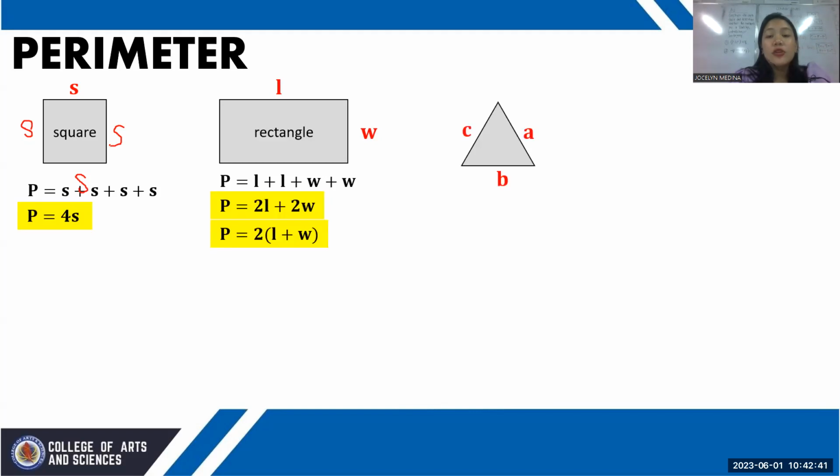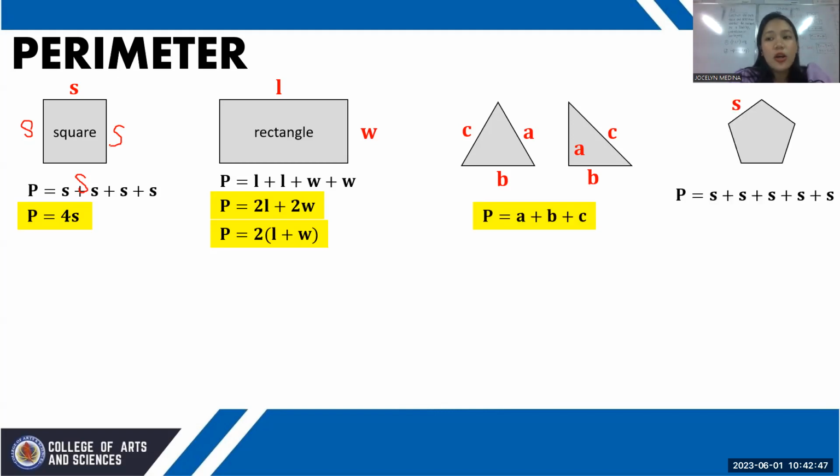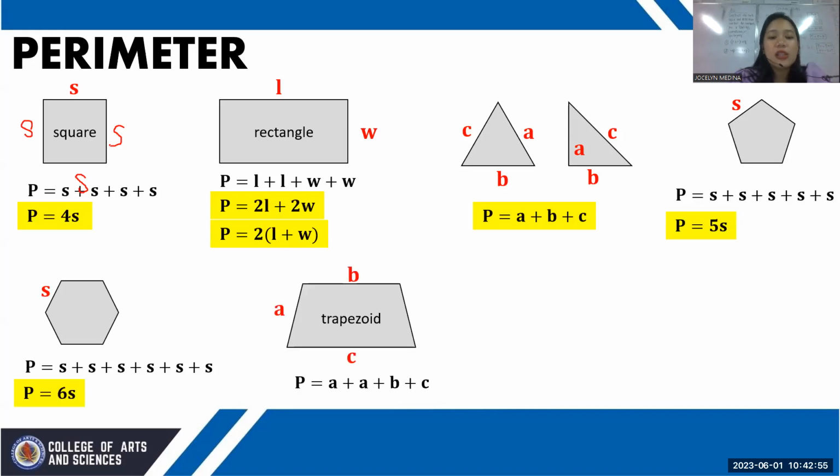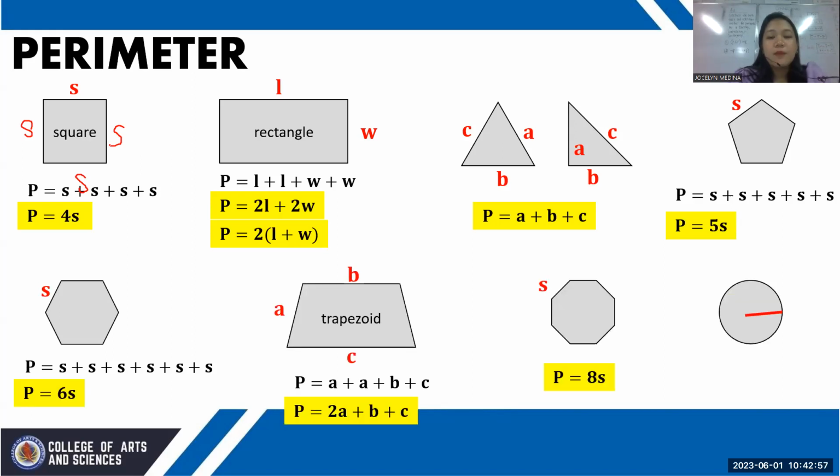Triangle, kapag tiningnan ang sides na ABC, ang perimeter ay A plus B plus C. How about your pentagon? Five sides, pare-pareho lahat. Hexagon, 6 na sides, pare-pareho rin lahat. Okay? Now, look at your last picture.